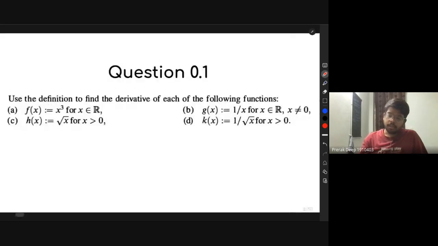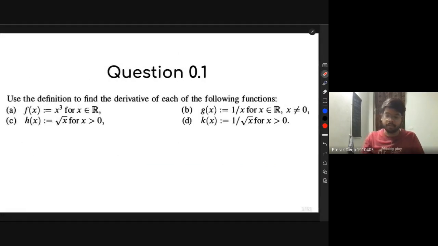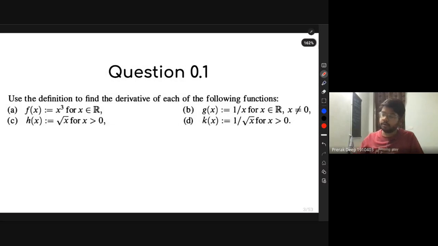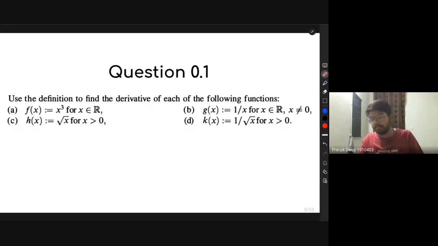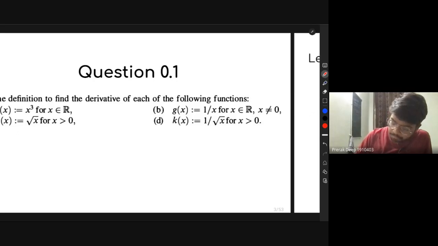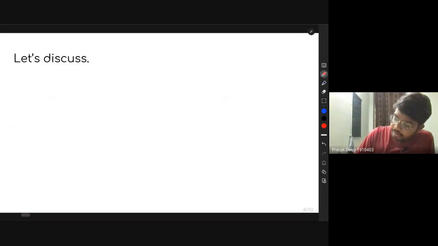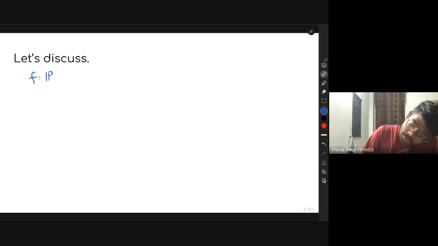So this is the first question that we have to discuss today. In this question, we need to use the definition to find out the derivative of each of the following functions. Before going into directly solving this problem, let me first recall what differentiation is. How do we define differentiation? We define differentiation for a real valued function on a real variable.